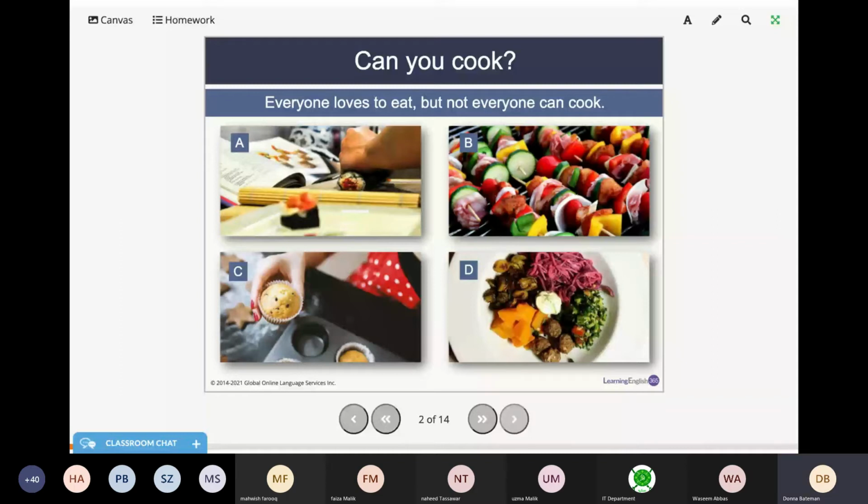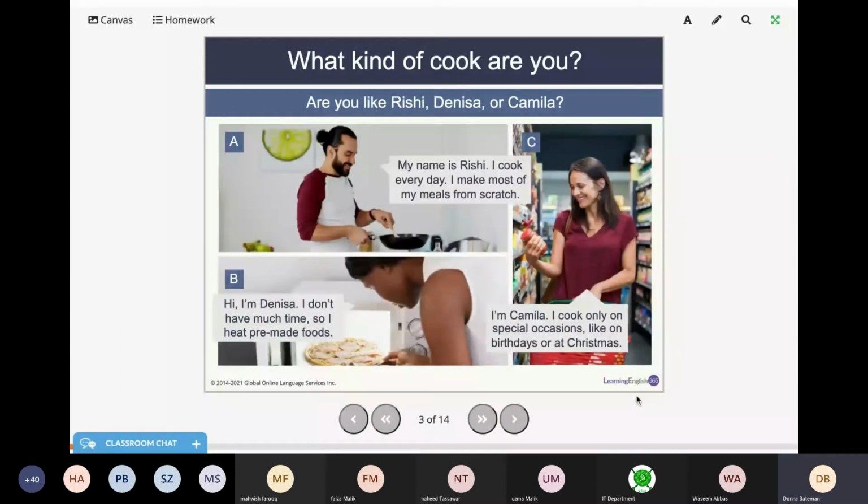We've got 3 people on the screen, and they all have a very different approach to cooking. Rishi tells us in picture A that he cooks every day and he makes most of his meals from scratch. From scratch means he buys all of the ingredients: the vegetables, the fruit, the meat, the fish, whatever it is, and he chops it and makes it from scratch. He doesn't use any pre-prepared food.